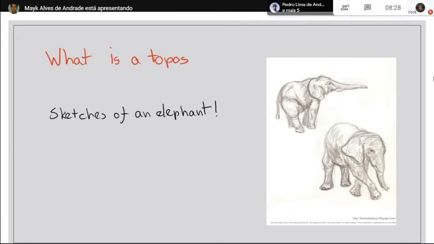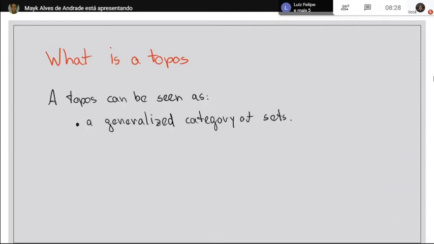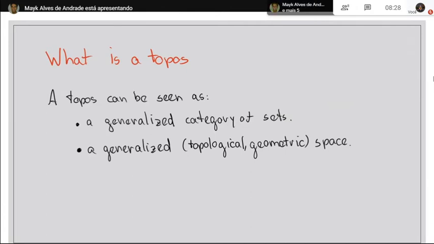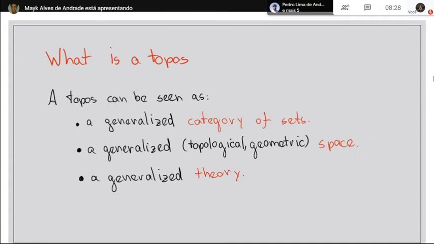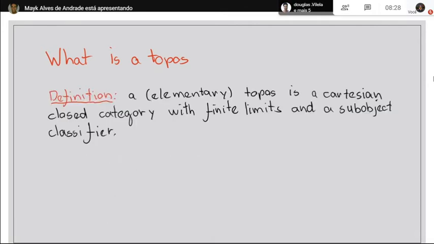So I'll try to give a glimpse of three main features of a topos. They are very interesting and related to each other. A topos can be seen as a generalized category of sets, as a generalized topological or geometric space, or as a generalized theory. I'll begin by introducing the concept of topos using a very nice paper written by Leinster that is very good. I'll talk about it later.